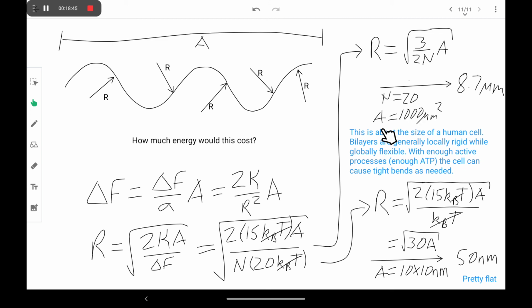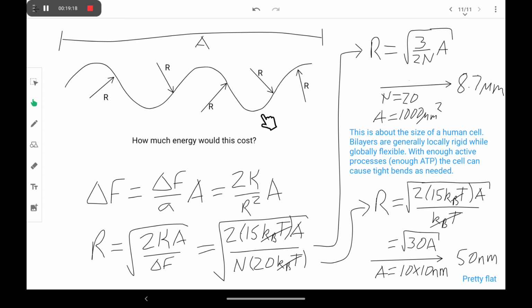Now I do want to clarify that this tells us that bilayers are generally very rigid locally, so they don't have a lot of little bumps. But globally, they're pretty flexible. It's pretty easy to get 20 ATP for a whole cell to do things. But you can also have machinery at some localized spots, maybe some right here, maybe some right here.